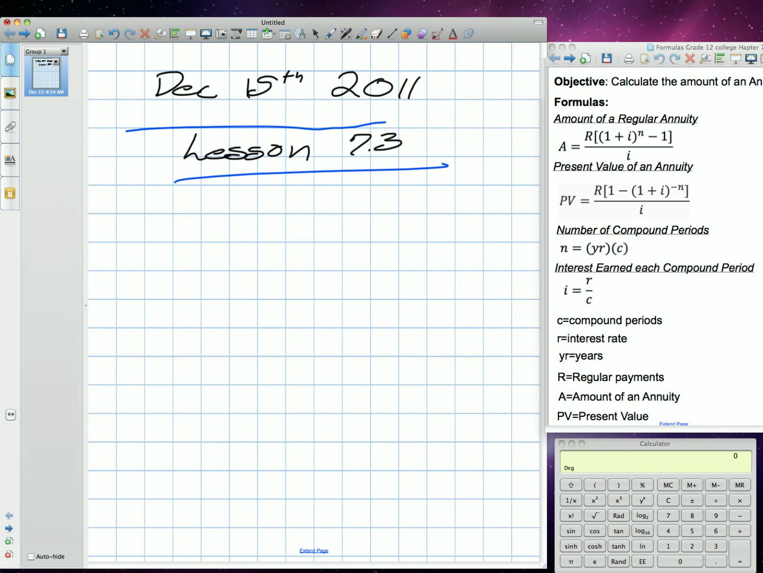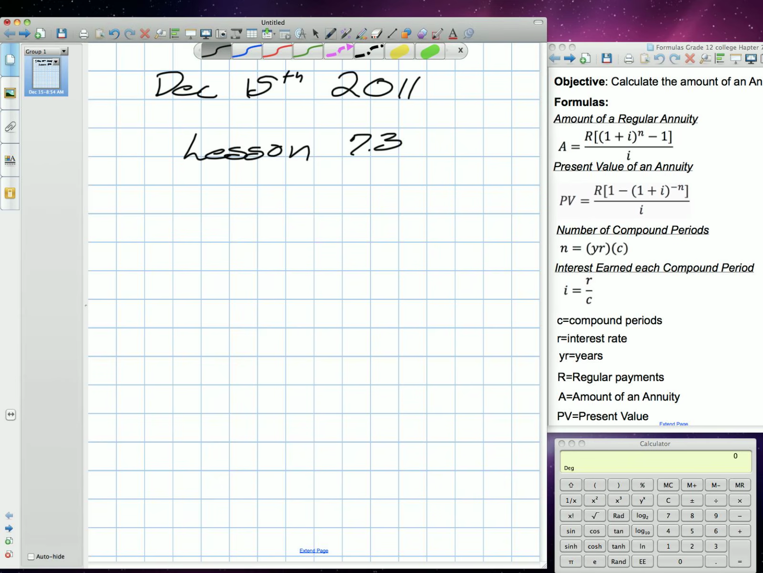Now, the last 2 days we've been working with these formulas, the amount of a regular annuity and the present value of an annuity. Okay? We're going to use these two formulas again today, but we're going to solve for variables in the formula. Before we were just solving for A, which was our annuity, and the present value. We're going to look for regular payments today as one of our formulas. Okay, so what we're going to do is the first example out of your textbook, which is on page 428.